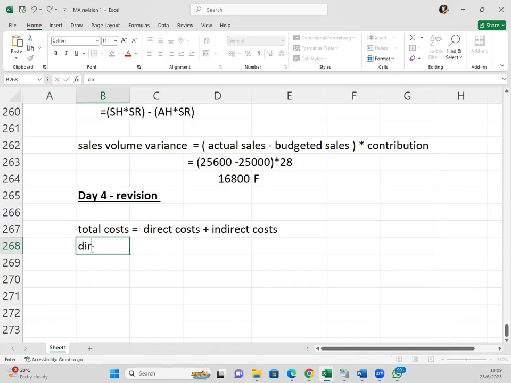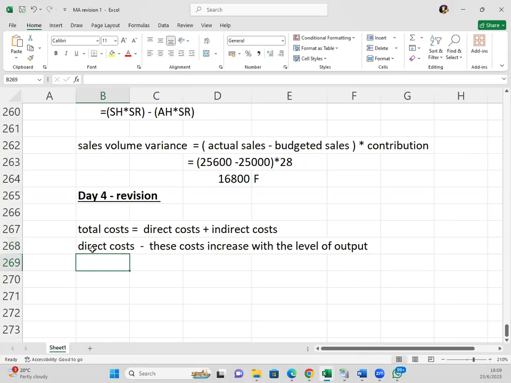What are the direct costs of the business? The direct costs are the costs that increase with the level of output. The more you produce, the more you tend to incur these costs. These costs increase with the level of output. These are the direct costs.